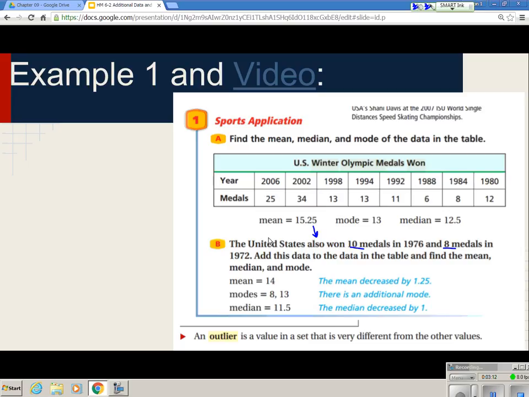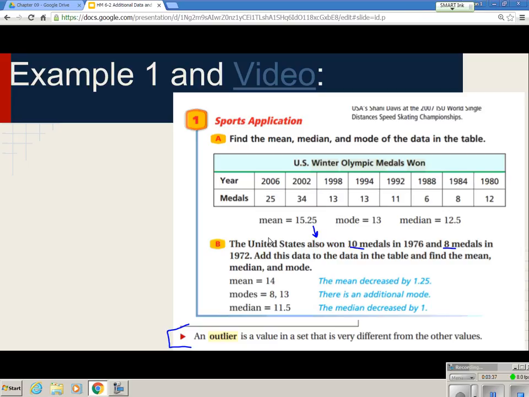Now why did this happen? Because when you put additional data into these tables, you can change the results. Sometimes it's of little significance like we have here, sometimes it's of great significance. One of the things that might be added, and you've got to add this as a vocabulary word, is an outlier. An outlier is a value in a set that is very different from the other values.